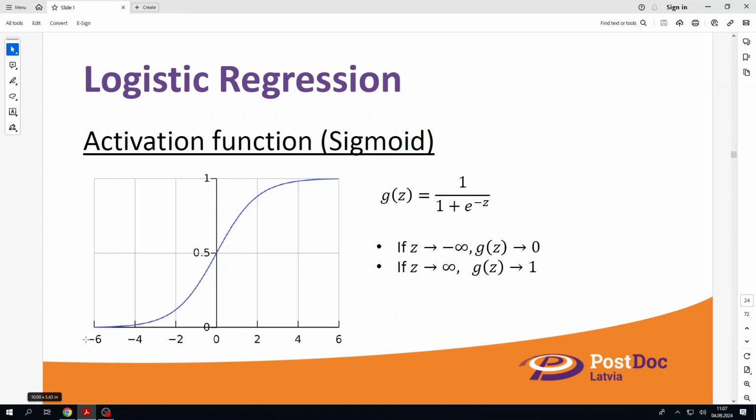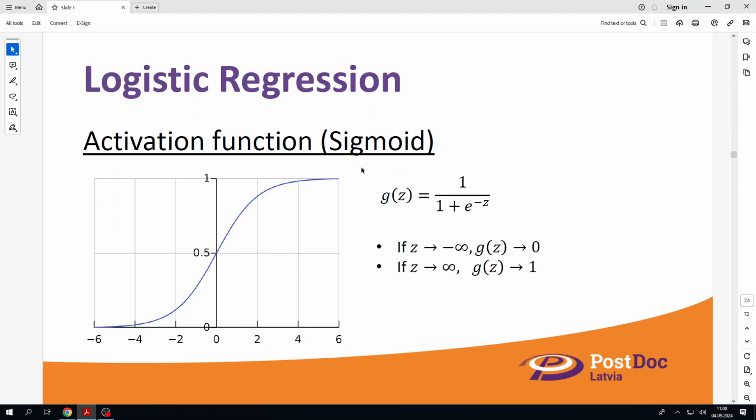So minus infinity is 0, plus infinity is 1, and 0 is 0.5. And as you can see here, already at minus 6 we are almost at 0, and at plus 6 we are almost at 1. So this way we convert this range from minus infinity to plus infinity into a probability. 0 to 1 is exactly the probability that you will be accepted to the university.